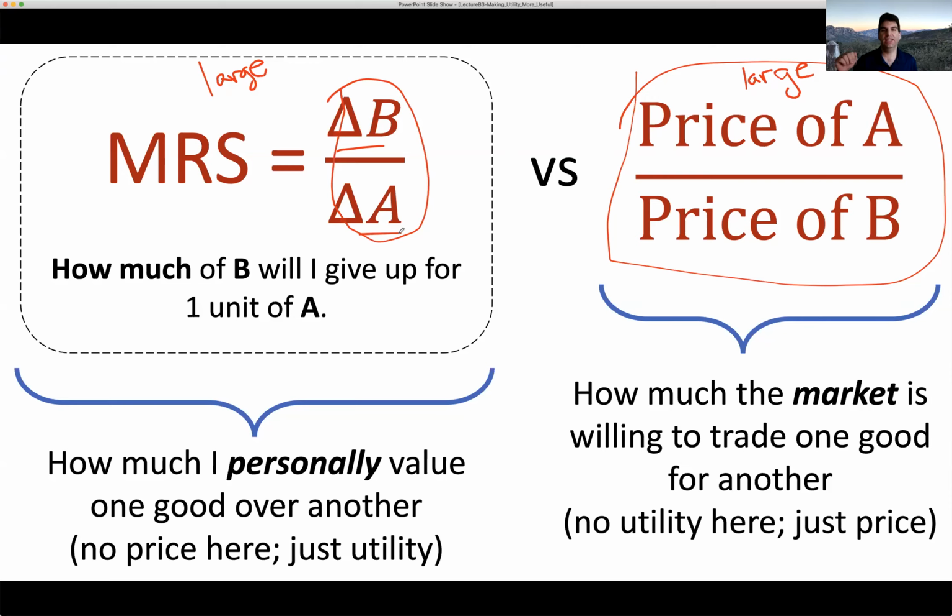But just the way that prices work, in order for us to quantify the relative value to the market, we have to divide the price of A by the price of B. But in order to measure in a barter economy what the value of A is, I need to say the amount I've been willing to trade of B divided by A. That's why the A's and B's appear to switch. But both of these can be viewed as representing the relative value of A versus B, one in terms of my psychology and the other in terms of market prices.